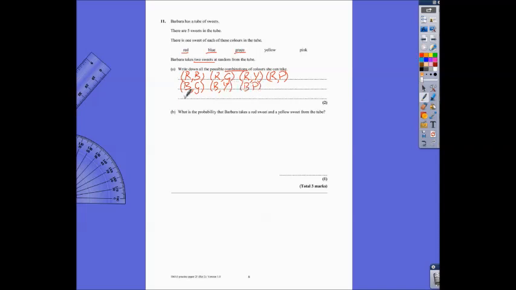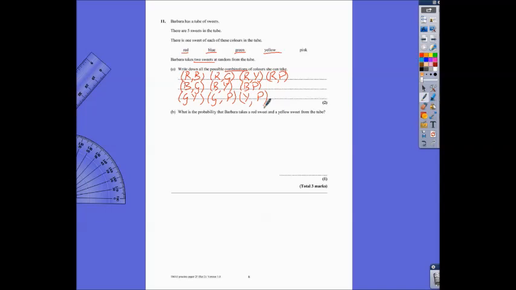If we then pull out a green, we could have green with yellow, because we've already had green and blue and green and red. We could have green and pink. If we pulled out a yellow, then the only option would be pink, because we've already had yellow with all the other colours. So altogether, we've got 10 different ways of doing that.